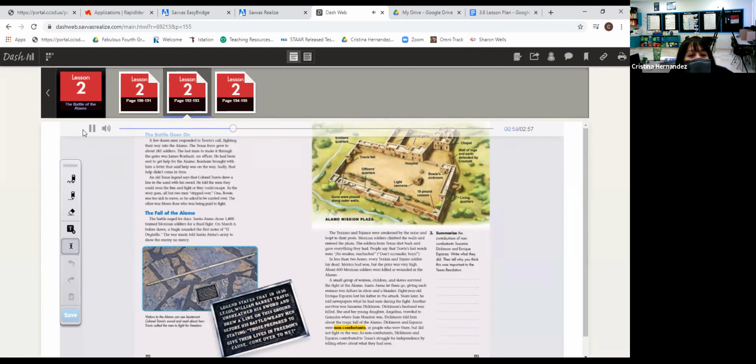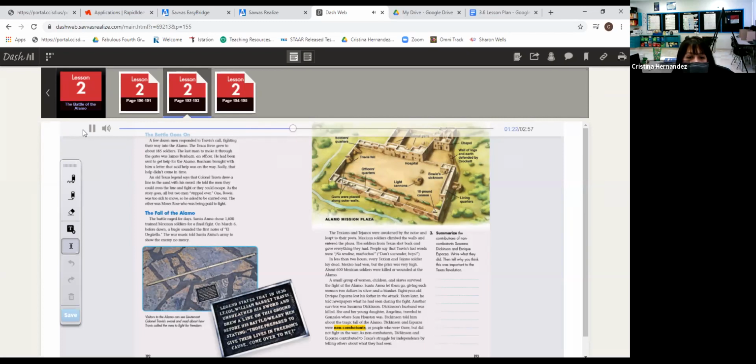The fall of the Alamo. The battle raged for days. Santa Anna chose 1,400 trained Mexican soldiers for a final fight. On March 6th, before dawn, a bugle sounded the first notes of El Degüello. The war music told Santa Anna's army to show the enemy no mercy. The Texians and Tejanos were awakened by the noise and leapt to their posts.